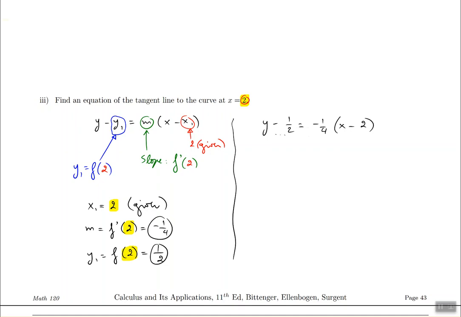Typically speaking, we want the y all by itself over here. So what we're going to do is FOIL some things out and clean up. So negative 1/4 times x is going to be negative 1/4 x. Negative 1/4 times negative 2 is going to be positive 1/2. And now I need to just move this negative 1/2 to the other side.